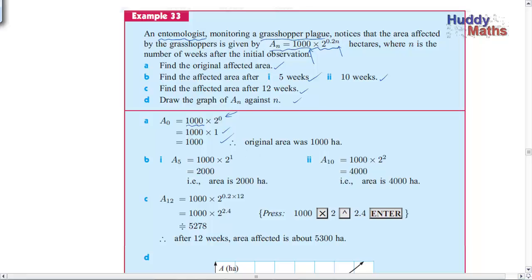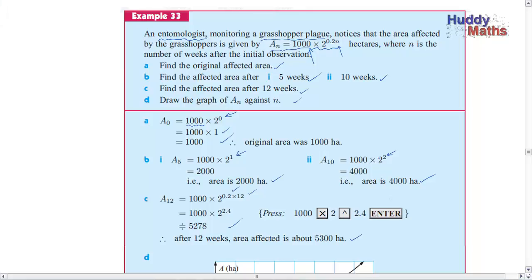After 5 weeks, you can put 5 in there, and 0.2 times 5 is 1. And put 10 in there, so 0.2 times 10 is 2. So it's jumped up to 2,000 and 4,000. You can see this multiplier effect, the ratio of the sequence, if you wanted to relate it back to that, is bigger than 1, so it's doubling. After 12 weeks, 0.2 times 12, 5,278. So it's really jumped up in the 12 weeks, and that's what we're worried about with plagues like that.